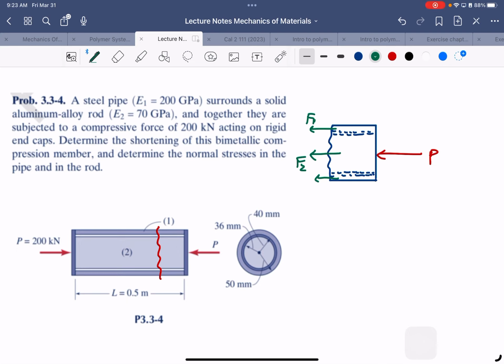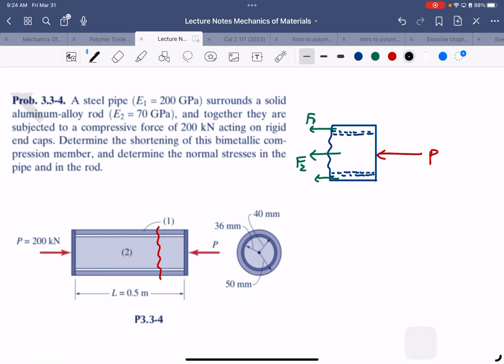But perhaps you want to make F1 and F2 going to the right. That's also okay, as long as you mention at the end of your calculations that the direction means compression. I would like to make it going to the left, just to make sure it aligns with the end result, which is a shortening. So the member will be shortened.